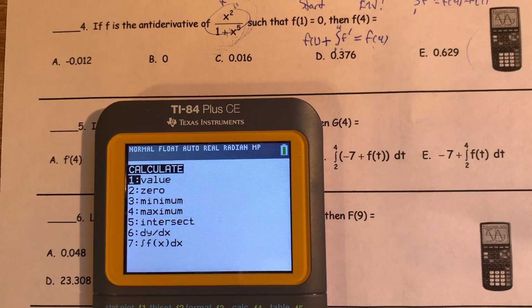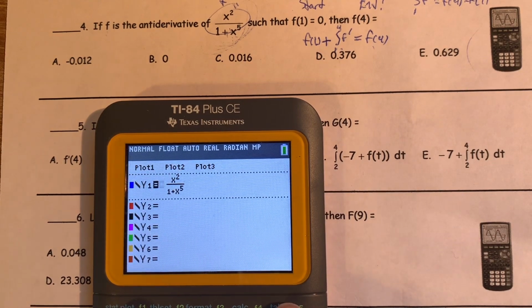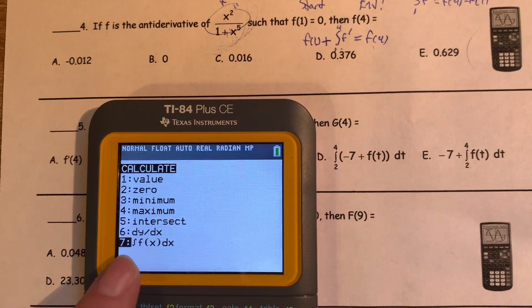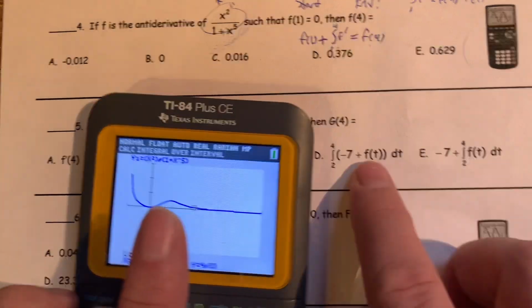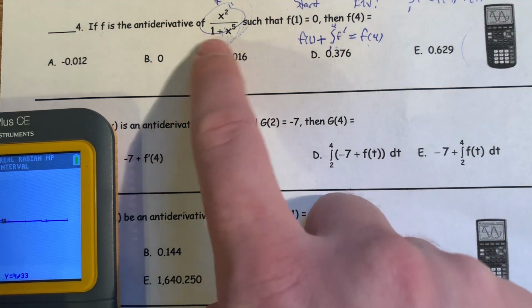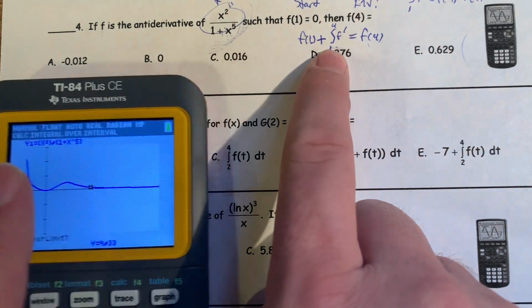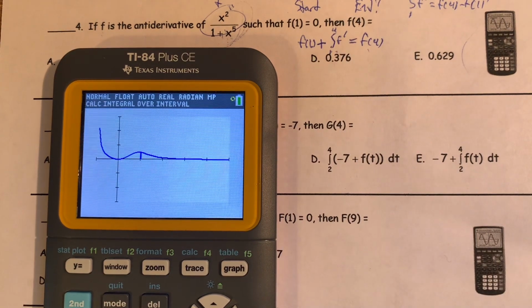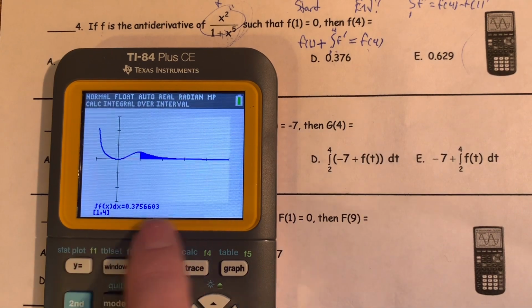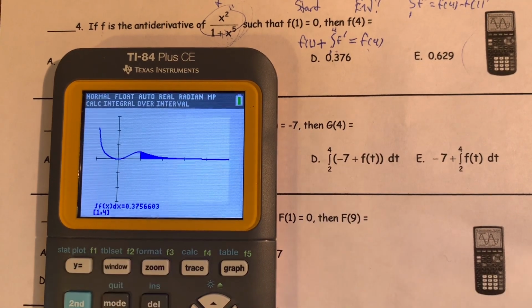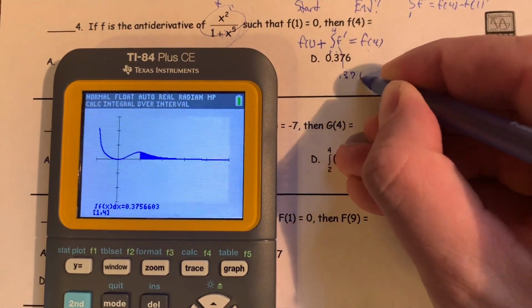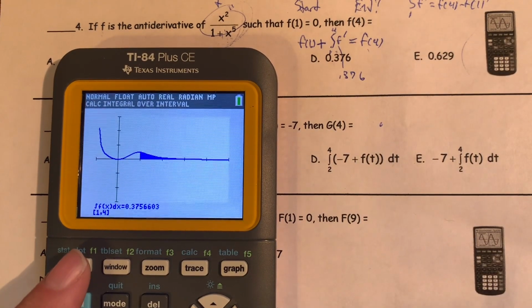So it's the area. One way to do this is you put it into y equals. You can graph it, and then you can press second calc, and there's this integral button, and it'll ask you for the lower limit first. The lower limit is where it starts on the left. So from 1. Then it asks for the upper limit. The upper limit is 4. And here's this area. It takes a while to calculate because it's doing a bunch of rectangles. It's 0.376.